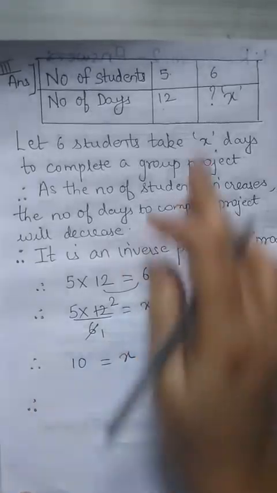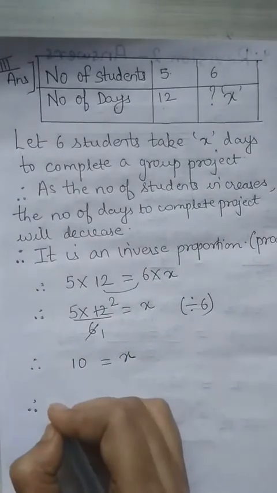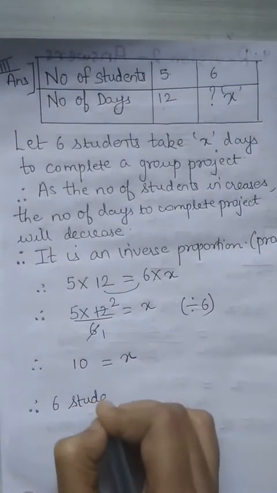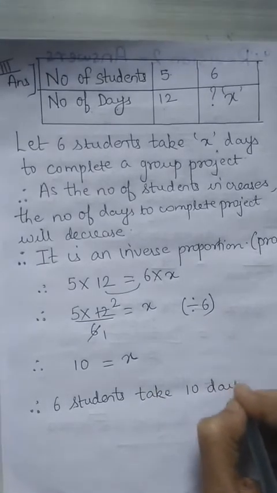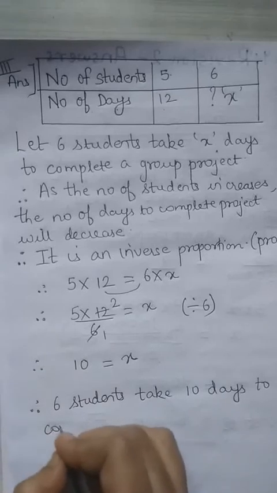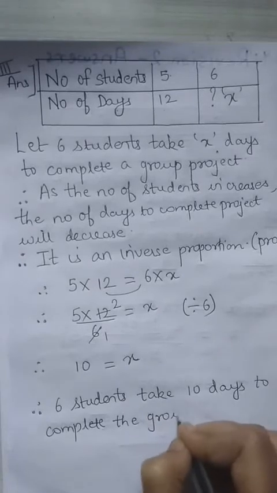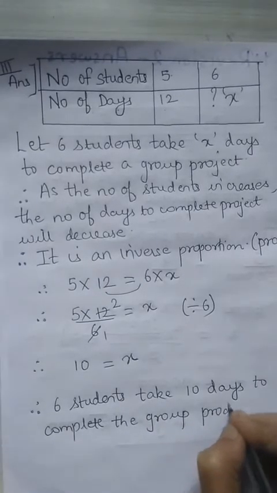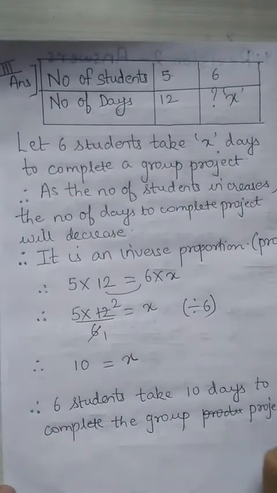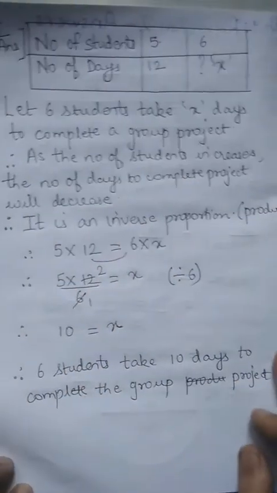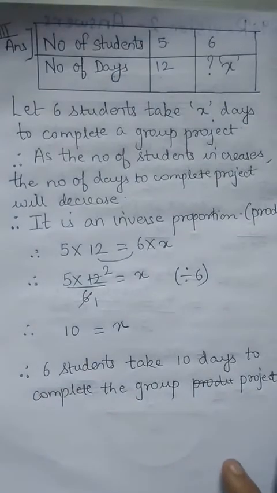So you will write, you can see 5 students took 12 days. So 6 students took lesser days, that is 10 days. So you will write therefore 6 students take 10 days to complete the group project. Sorry, this is project. Okay, so this is the sum. Clear with this, all of you girls? So this is inverse proportion. Now one direct sum was done, one inverse proportion sum is done.